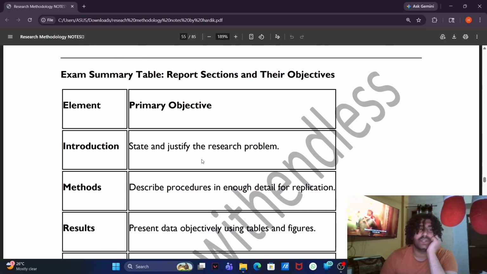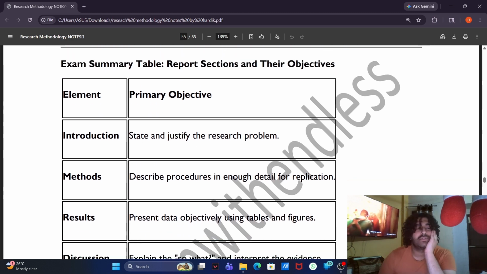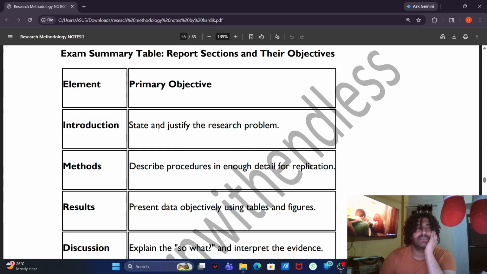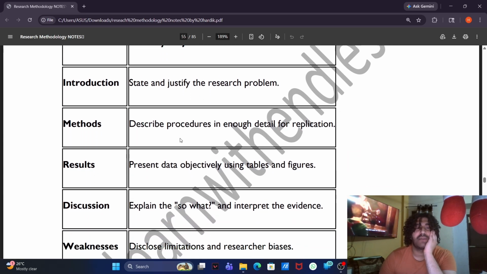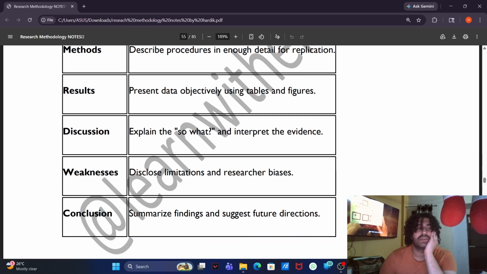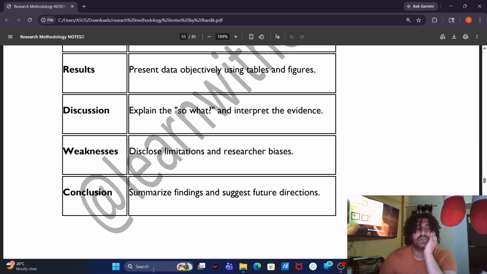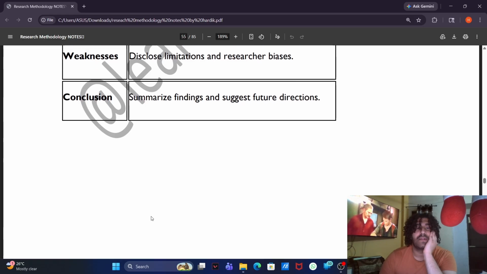Report sections and their objectives. Let's go through them one by one. Introduction. Its primary objective is to state and justify the research problem. Methods describe the procedures in enough detail for replication. Results present data objectively using tables and figures. Discussion explains the so what and interprets the evidence. The weaknesses: disclose the limitations and researcher biases. Conclusion summarizes findings and suggests future direction.